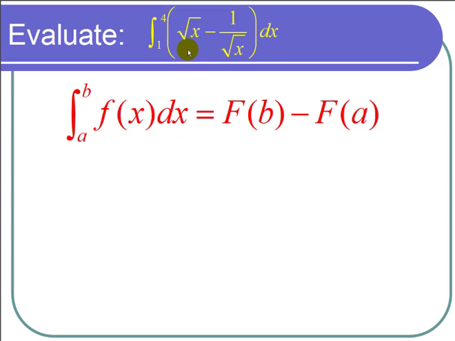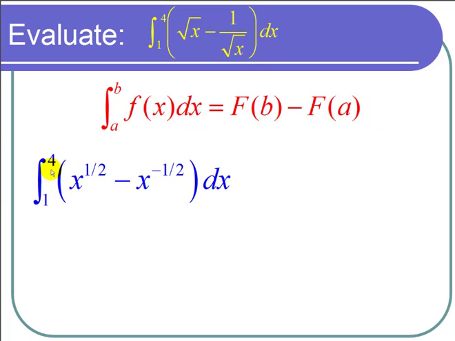So first I'm going to take my integrand and convert the square roots into exponents. Remember, square root of x is the same as x to the 1/2. And when we have a 1 over, we can rewrite that as x to the negative 1/2. So what I get is the integral from 1 to 4 of x to the 1/2 minus x to the negative 1/2 dx.